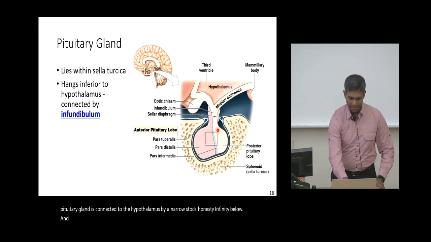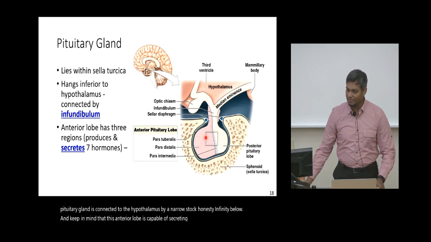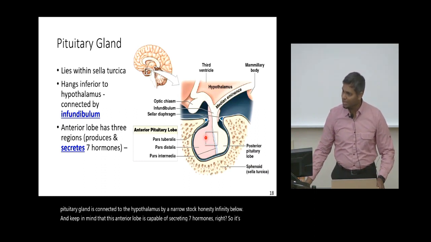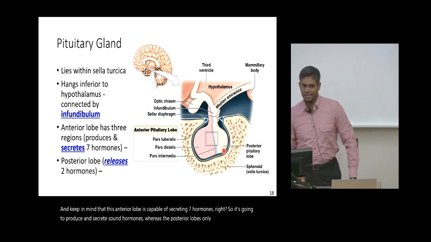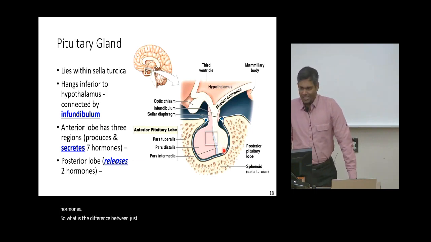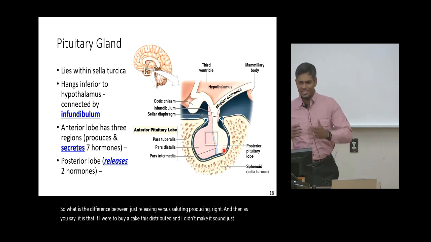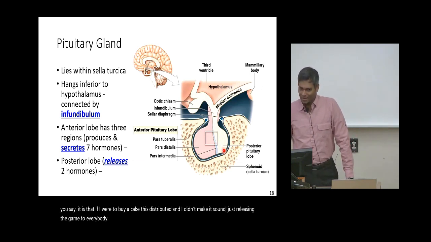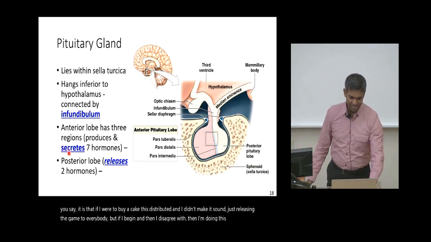And keep in mind that this anterior lobe is capable of secreting 7 hormones, right? So it's going to produce and secrete 7 hormones, whereas the posterior lobe is only releasing 2 hormones. So what is the difference between just releasing versus secreting and producing? The analogy which I use is that if I were to buy a cake and just distribute it, I didn't make it, so I'm just releasing the cake to everybody. But if I bake it and then I distribute it, then I'm doing production and secretion.